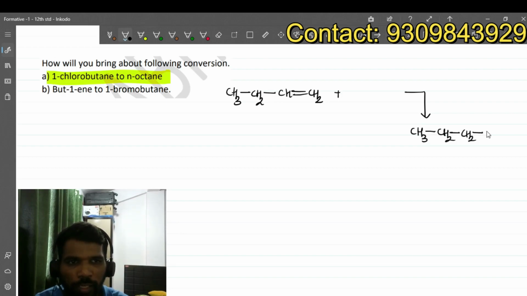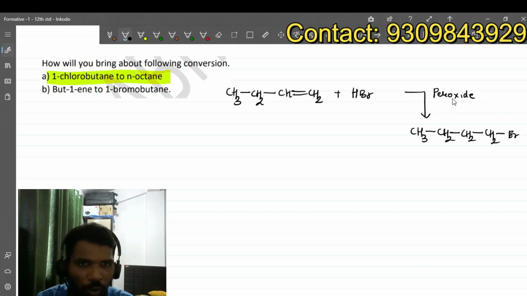Someone can guess the answer for this. You can just comment over here. You can take the pause for some time. So the answer for this is HBr, and in the presence of peroxide, this is anti-Markovnikov's reaction. If you put it without a peroxide, Br will go here and you will get 2-bromobutane and not 1-bromobutane. So this is the answer for this.